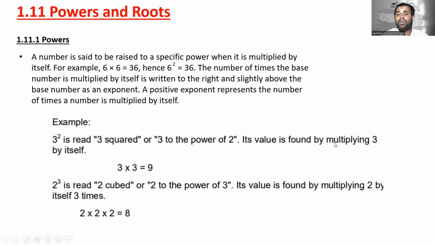Its value is found by multiplying 3 by itself. If there's power 3, you multiply 3 by 3 by 3, right? So 2 cubed, or 2 to the power 3, has a value found by multiplying 2 by itself 3 times: 2, 2, 2, so 8, right? So these are the powers.